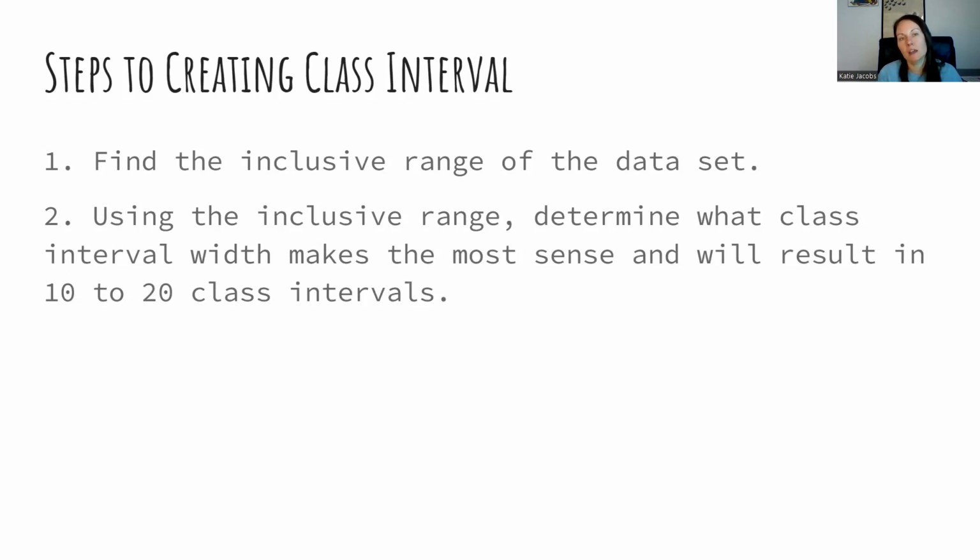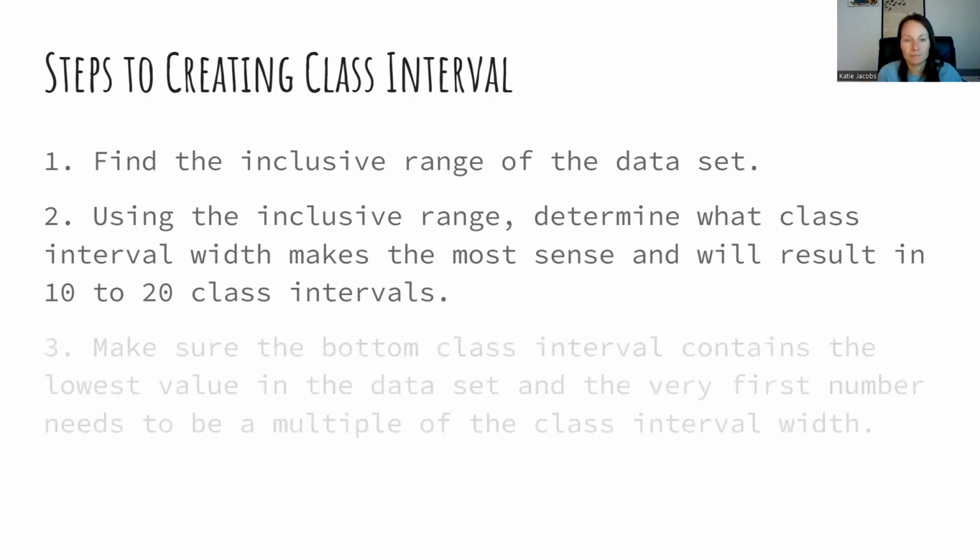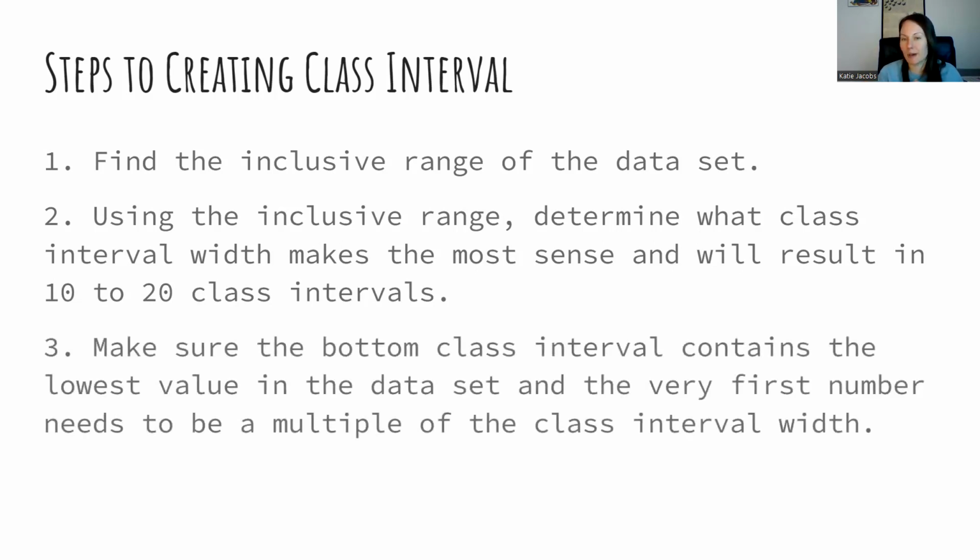So when we're creating our distribution table for this, we have to make sure that we have 10 to 20 class intervals. That means that with data, there'll be 10 to 20 rows with class intervals in them. Okay, again, you have to make sure the bottom class interval contains the lowest value in the data set, and the very first number needs to be a multiple of that class interval width.